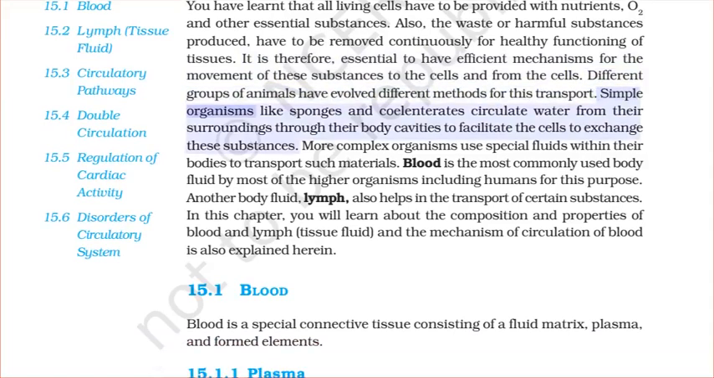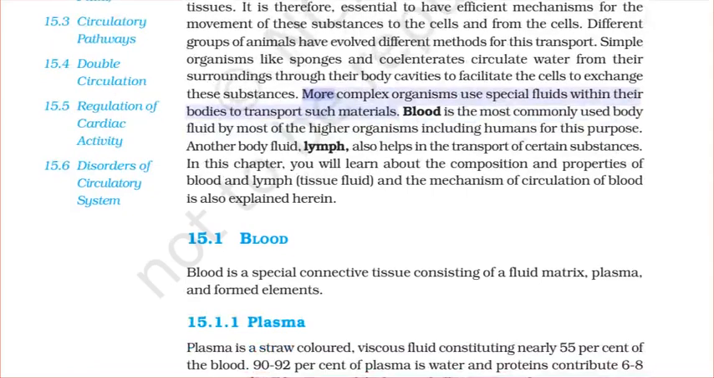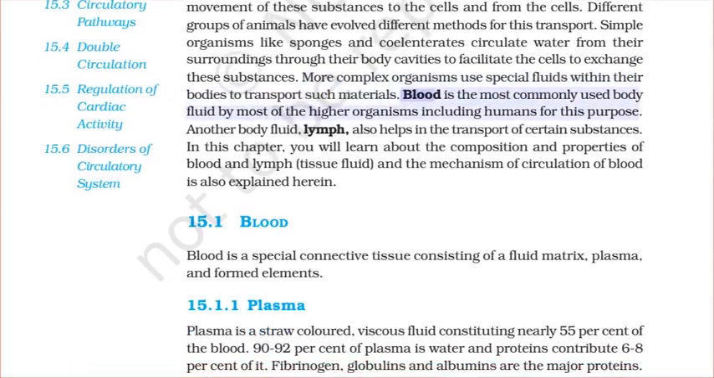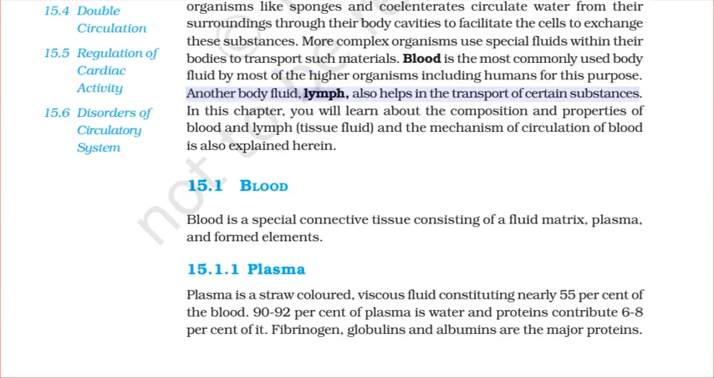Simple organisms like sponges and coelenterates circulate water from their surroundings through their body cavities to facilitate the cells to exchange these substances. More complex organisms use special fluids within their bodies to transport such materials. Blood is the most commonly used body fluid by most of the higher organisms, including humans, for this purpose. Another body fluid, lymph, also helps in the transport of certain substances.